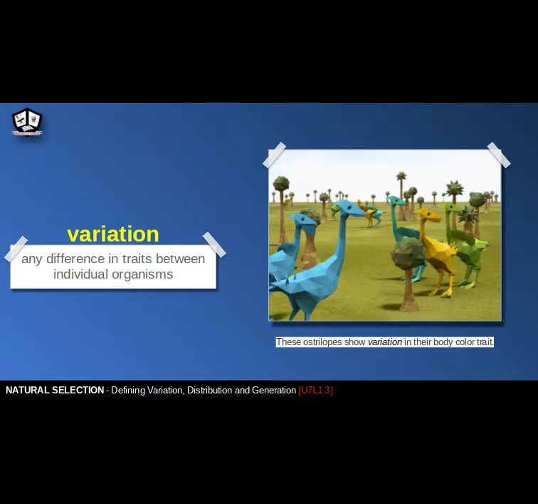So let's define some of those words for you. Variation, as you saw in that video, is any difference in traits between individual organisms. So here in this picture, you can see these australopes show variation in their body color.